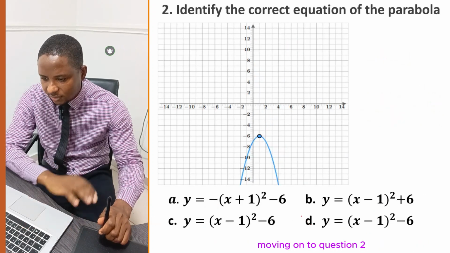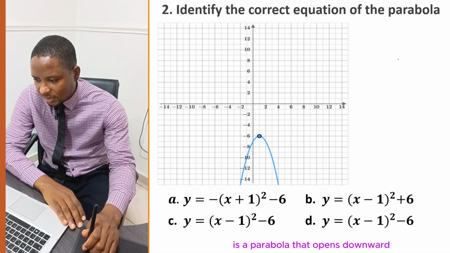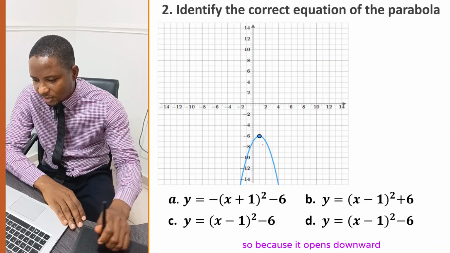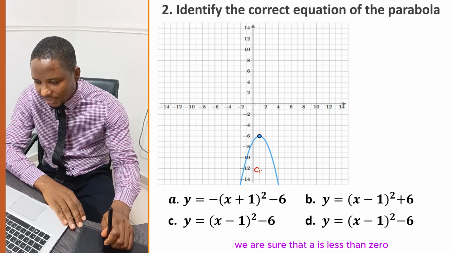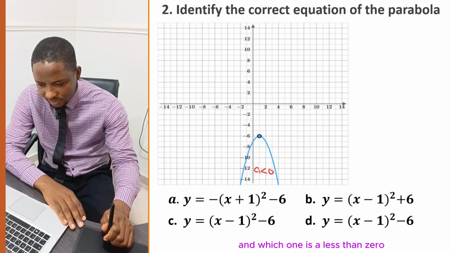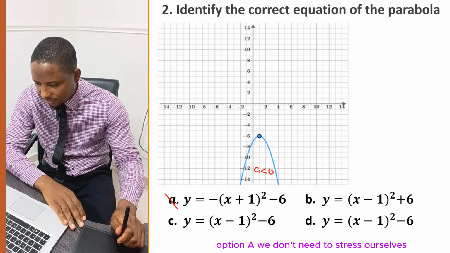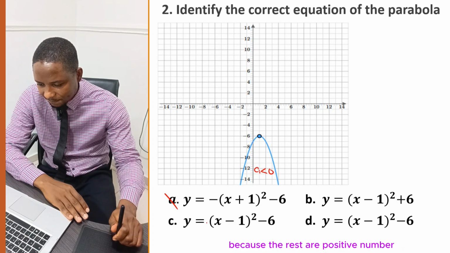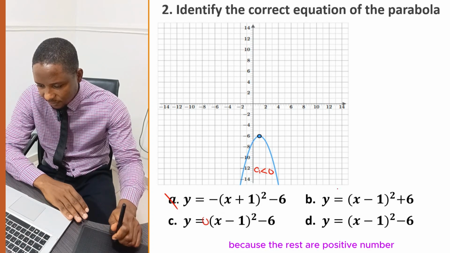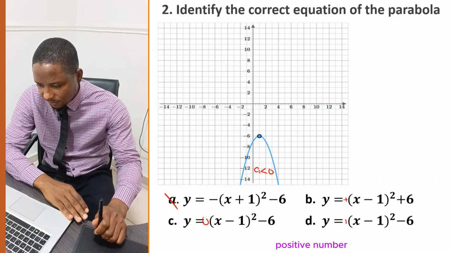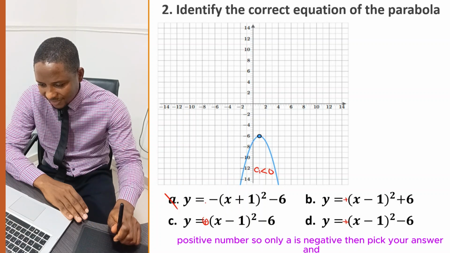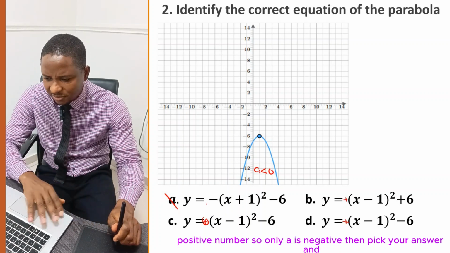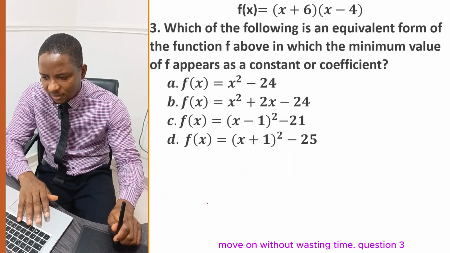The only one that matches what we have written is D. Moving on to question 2, a parabola that opens downward. Because it opens downward, we are sure that a is less than 0. Which one has a less than 0? Option A. We don't need to stress ourselves because the rest are positive numbers. So only A is negative, and you pick your answer and go on without wasting time.